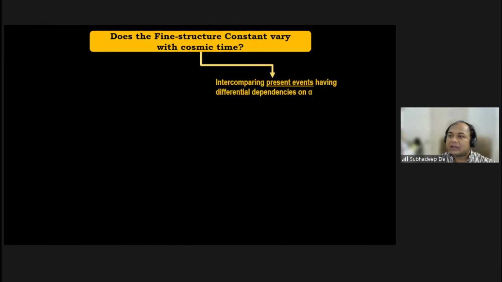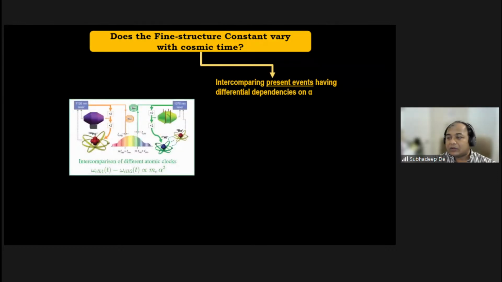Okay, so there is another way to look into it. Rather than looking at something which happened in the very past, one can also look into something which is happening right now. Like I am talking and this is happening, and I can measure and intercompare such events and can also detect whether alpha is varying or not. So basically present events rather than very, very past events. And there are also several experimental ways to do that.